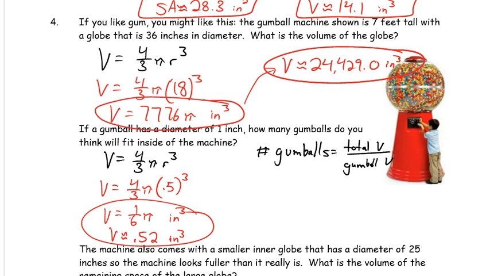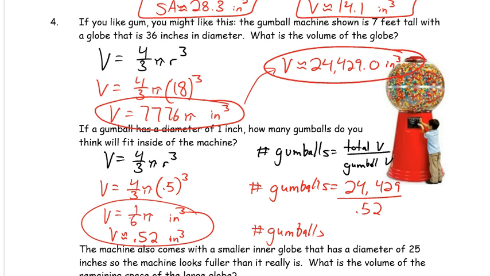So that's going to come out to be, let's see, total volume is 24,000. We're not going to use pi here because that's just going to make it complicated. 24,429 divided by 0.52. Holy cow. You get 46,978.84615. Okay, how many can fit inside then?